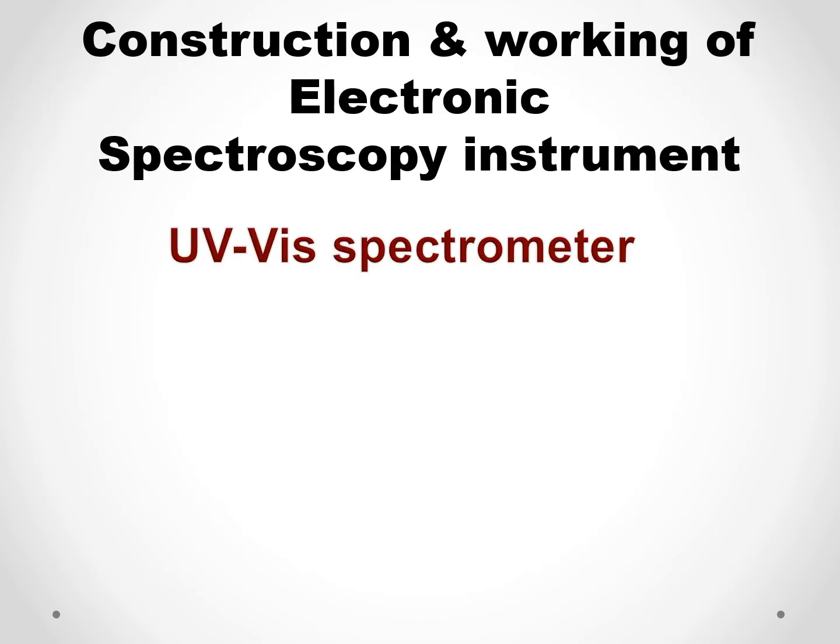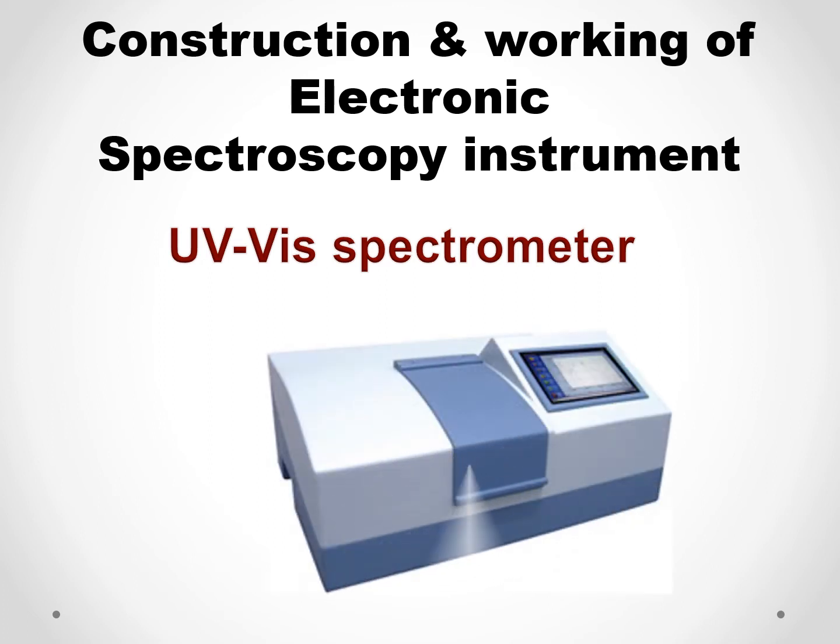How does the instrument work? That is what we are going to see next. The construction and working of the electronic spectroscopy instrument, and the instrument is called a UV visible spectrometer. This is a photograph of a UV visible spectrometer. Now this instrument costs around 3 to 5 lakhs.